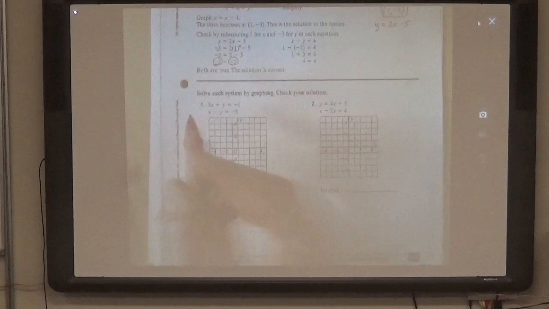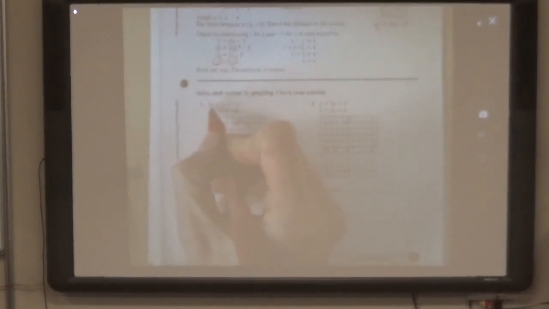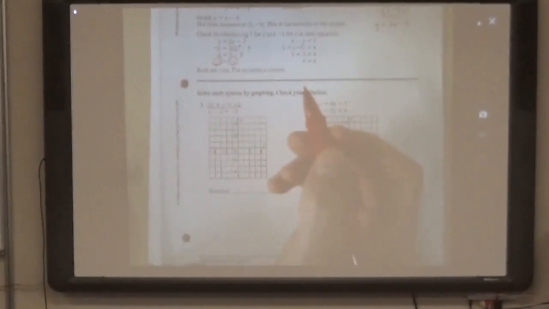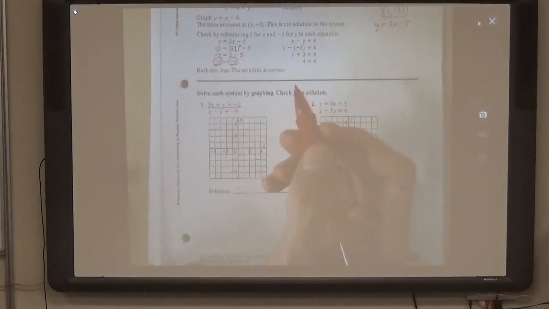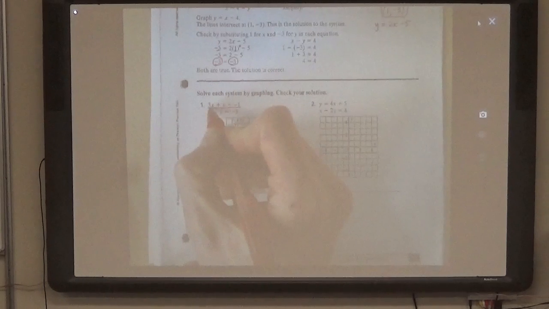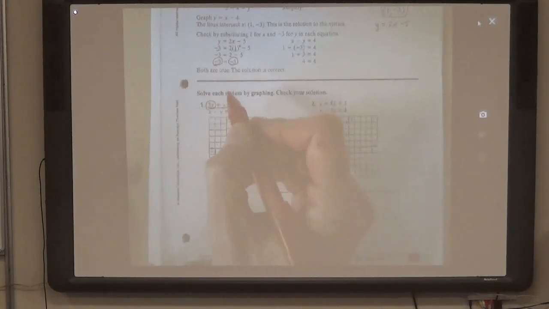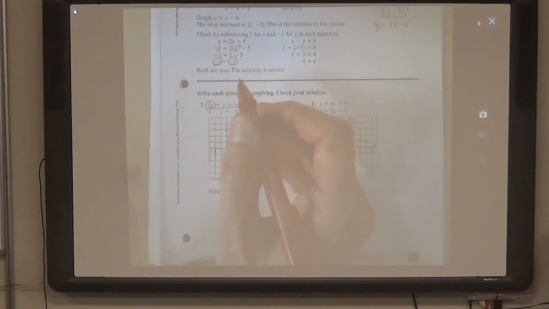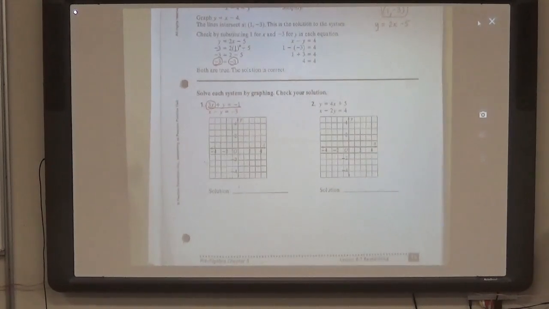Okay? Now, on this first one, we may want to solve it for y. You can use either method, but since the y is already by itself and doesn't have a coefficient that we have to divide, all you have to do is get rid of the 3x. How would you get rid of 3x? Subtract 3x.